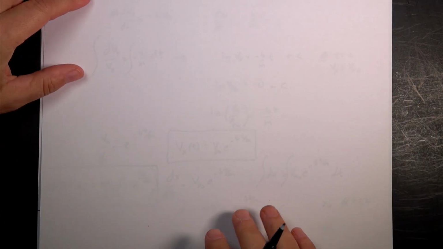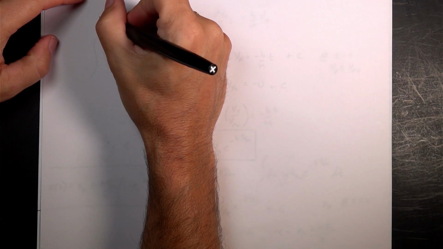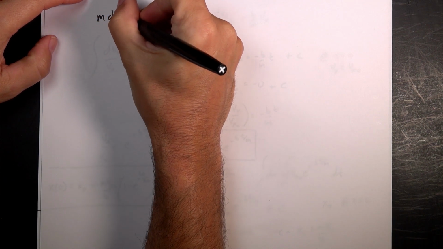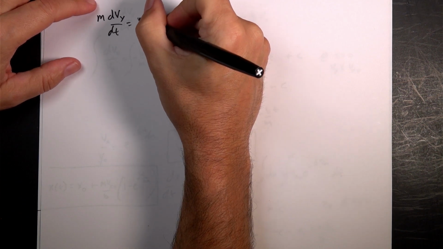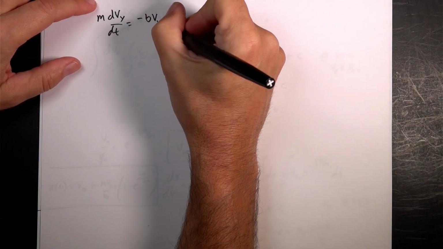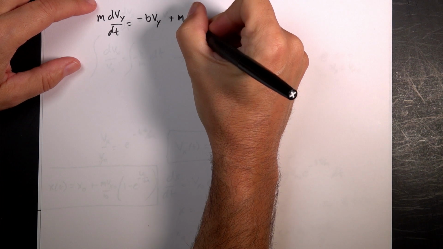Now let's look at the y equation. So here I have m dvy/dt equals negative b vy plus mg.